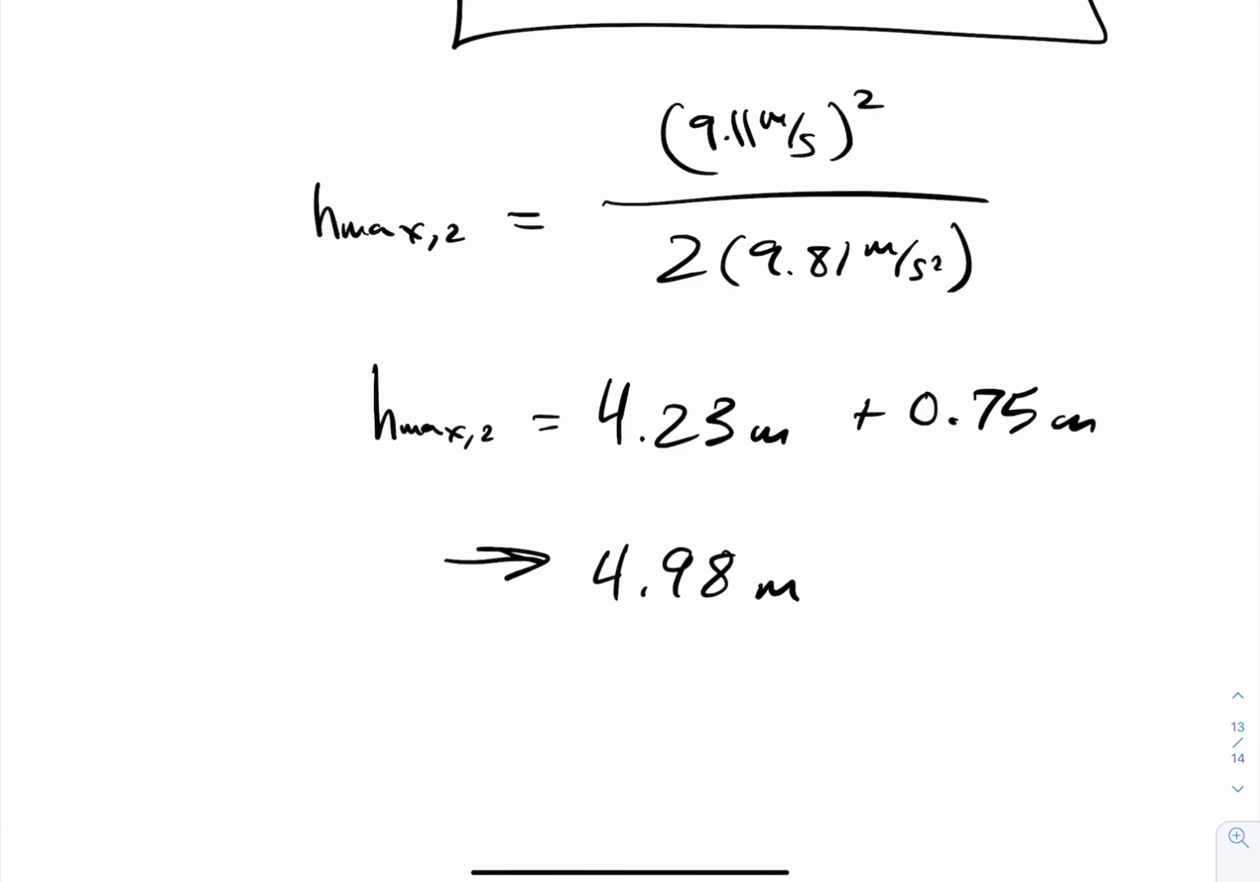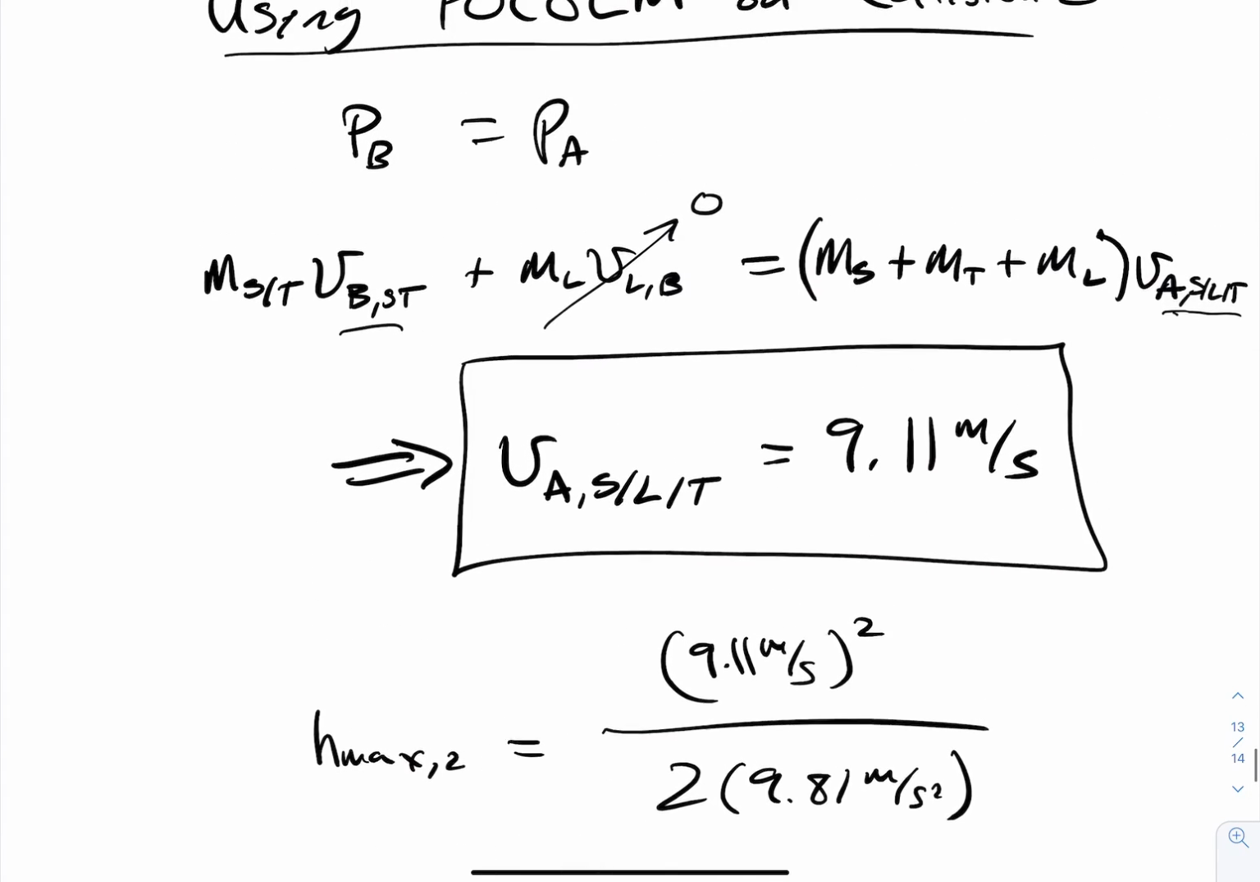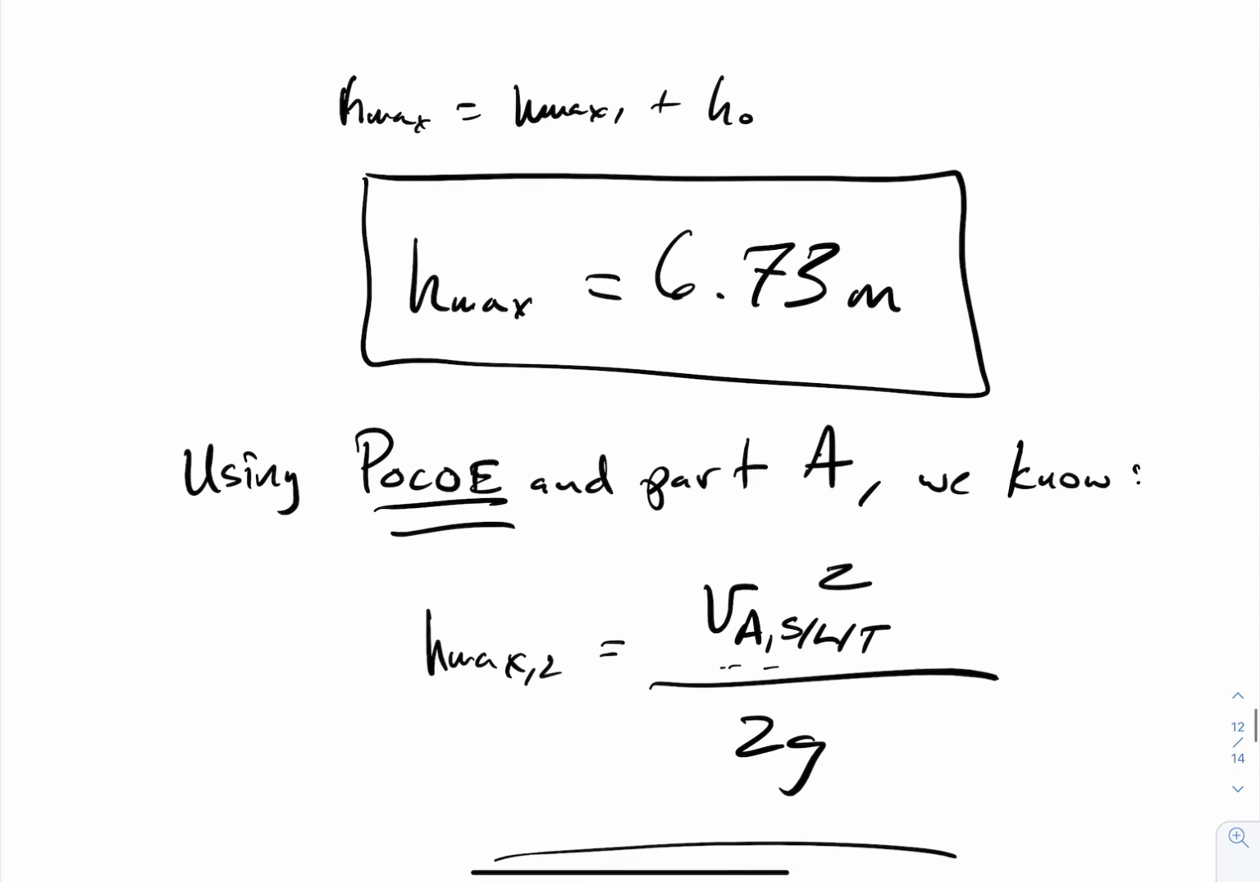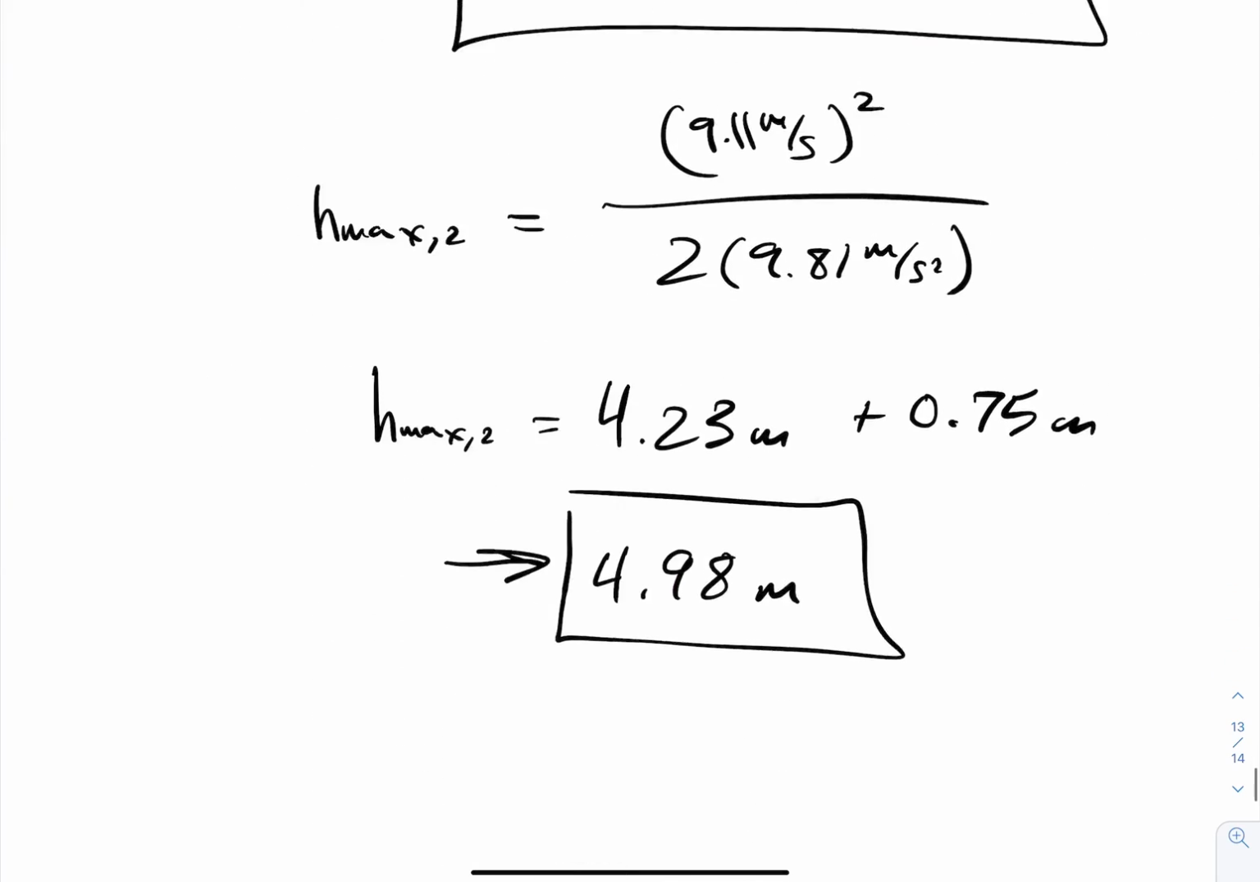4.98 meters. And it makes some sense, actually. Imagine if you picked the dog up, it makes sense that you would swing to a lower height. It's going to take more work to move the same different amount of mass up.